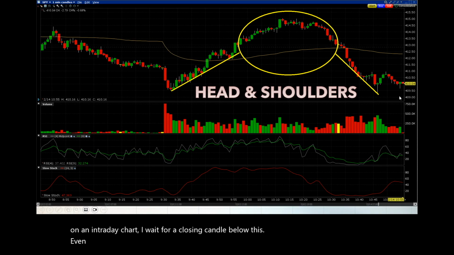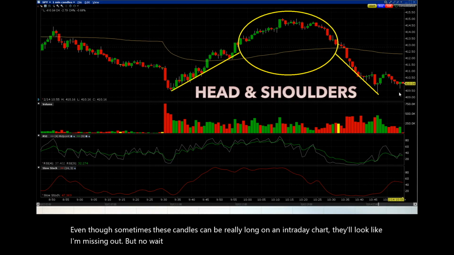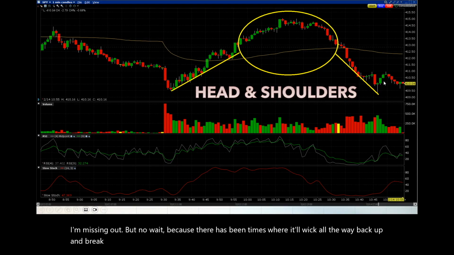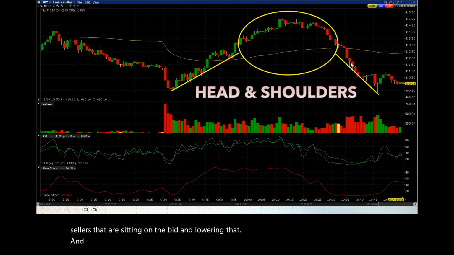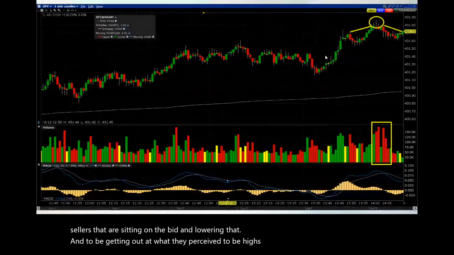Even though sometimes these candles can be really long on an intraday chart, they'll look like I'm missing out, but no, wait. Because there have been times where it'll wick all the way back up and break this pattern to the upside. So even though it's a head and shoulders, it needs confirmation. It does not say that it is guaranteed to go down. It suggests that there are sellers sitting on the bid and lowering that bid to be getting out at what they perceive to be highs.